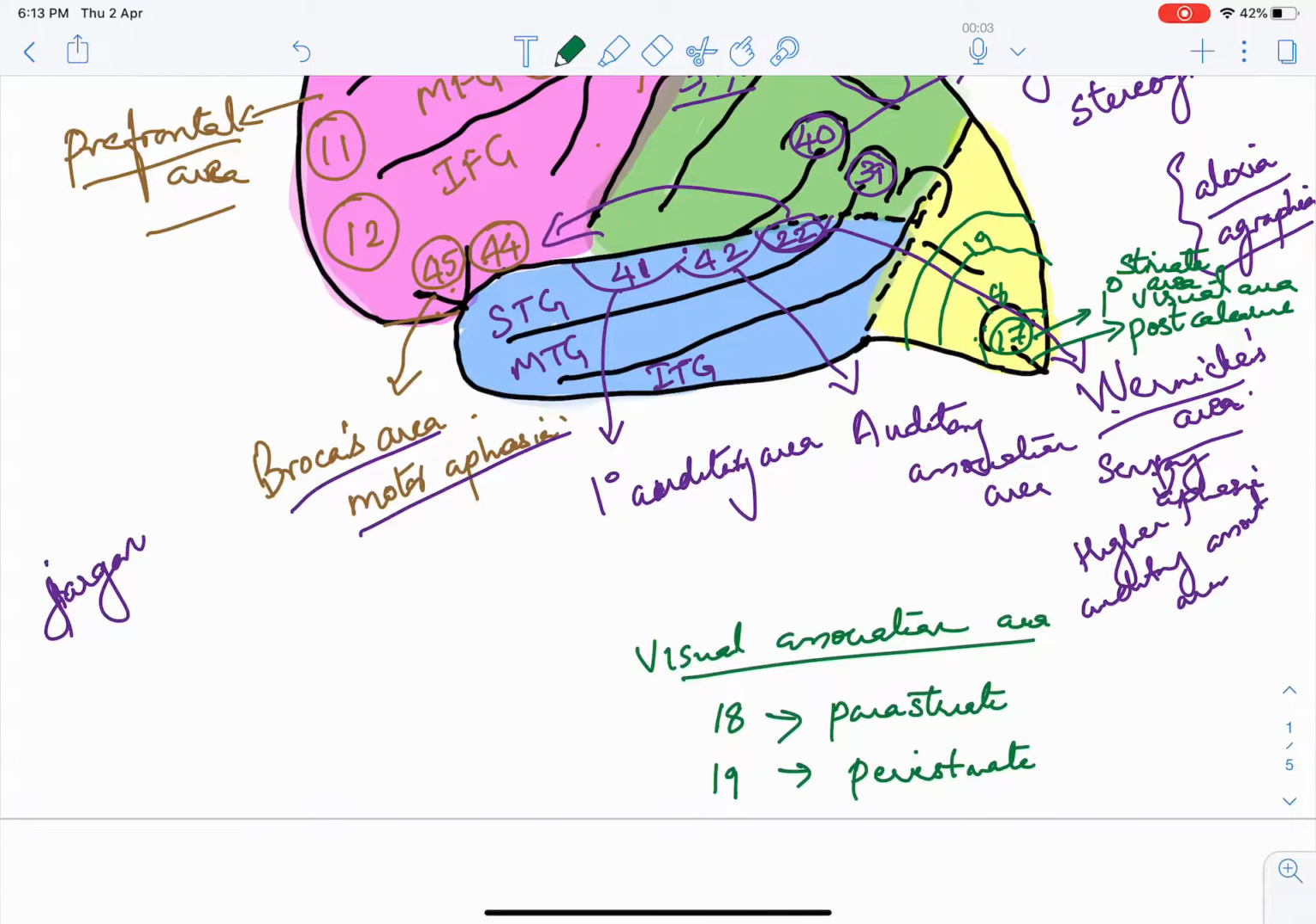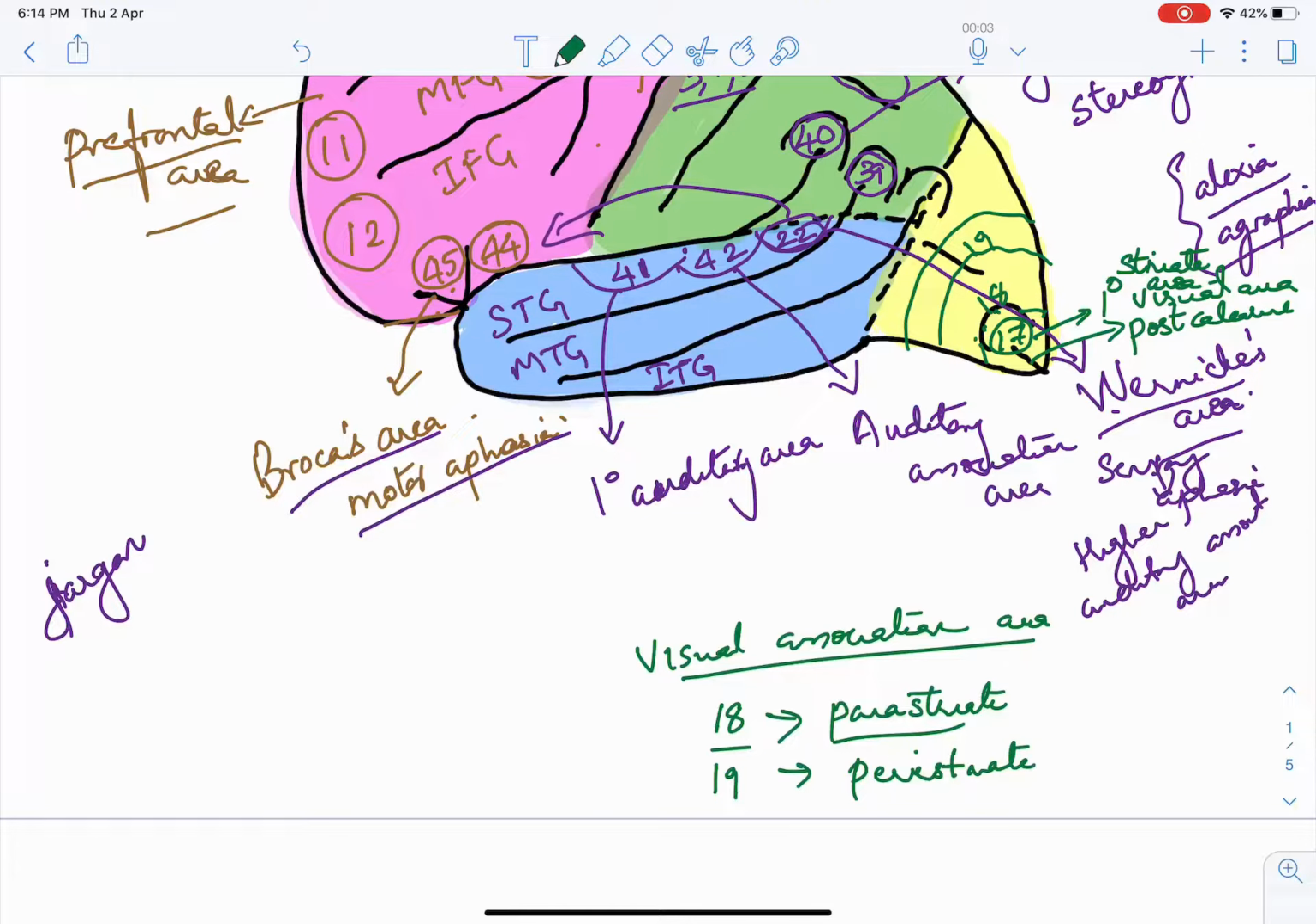Whereas the lunate sulcus is an example of an operculated sulcus because it is separating area number 17 from area number 19. It is separating the striate area from the peristriate area, and within the walls and the floor, you will get the parastriate area, that is area number 18. So that is about the lunate sulcus, which is an example of an operculated sulcus.